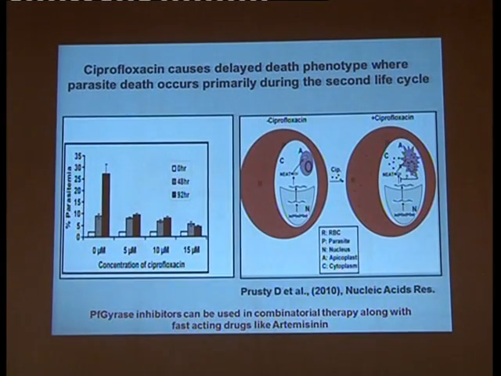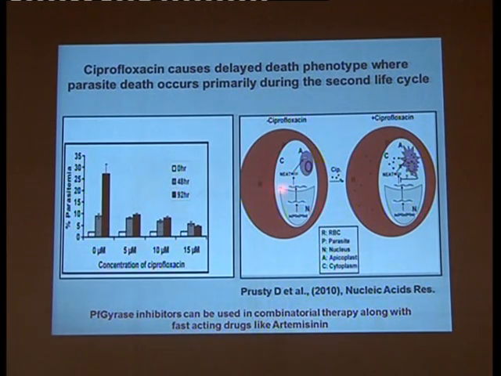Now, how does it work? Since it is affecting the apicoplast, which is an organelle, and not the nucleus, it shows a delayed death phenotype. And what is the delayed death phenotype? If you can see this, in the first cycle, one cycle is 48 hours, there's actually no effect. The parasites are fine. But only in the second cycle, if you compare this versus this, without any drug and with the drug, there's a tremendous effect.